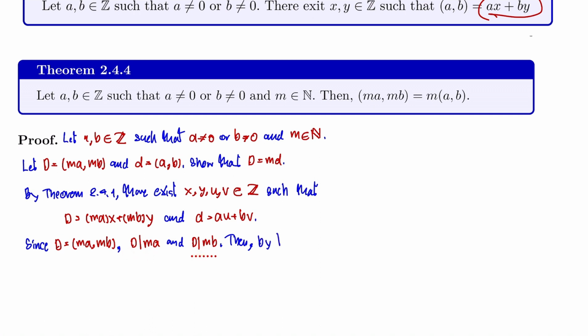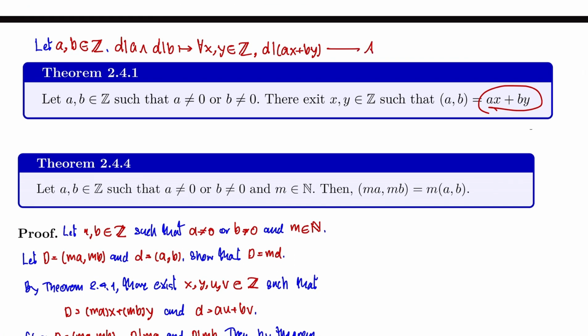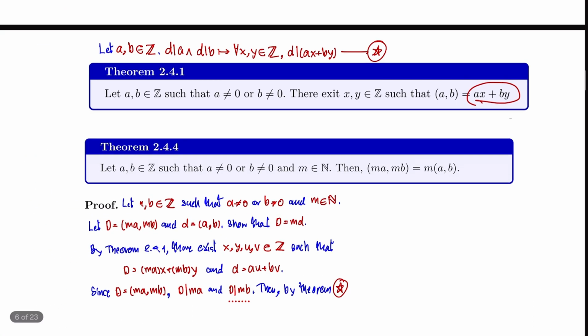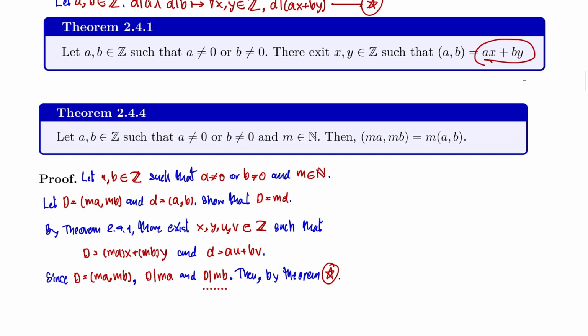So by theorem, I don't know how to call it, I'll call it star. By theorem star, what do we have here? We have D divides ma times s plus mb times t, for every integers s and t.